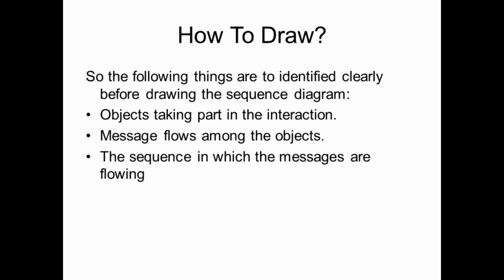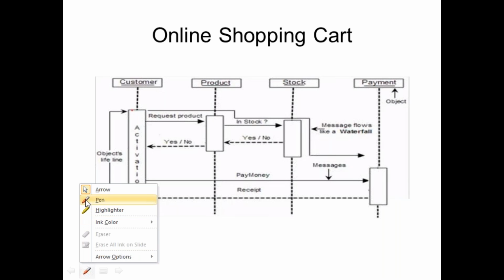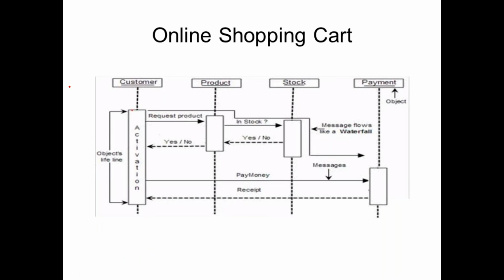Right. So, moving on to the sequence diagram. This is also similar to the class diagram, more useful for the development team. I'll tell you what the purpose of it is. Here, in this example related to an online shopping portal, we are defining four different objects: the customer object, product object, stock object, and the payment object.